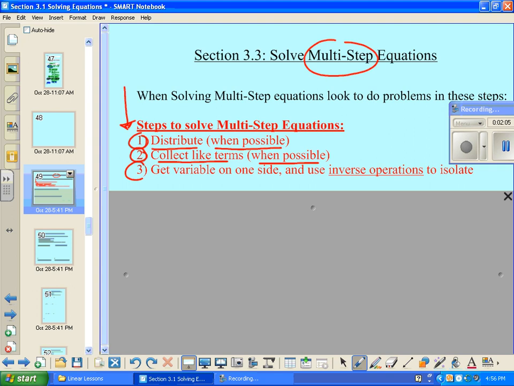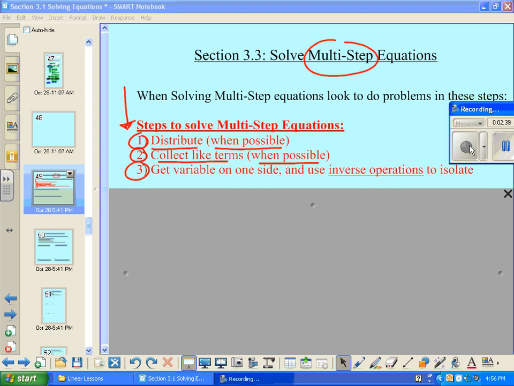Number 3. Get the variable on one side and then use inverse operations to isolate. That's essentially summing up the first things we've learned in this chapter in sections 1 and 2. We'll talk a little bit more about that as this chapter goes on, but get the variable on one side by itself, and we're going to use the inverse operations to isolate. If they're adding, we're going to subtract to the variable. If they're multiplying to the variable, we're going to divide. So again, we do the opposite of what's happening. That'll get the equation solved for us and get x or y or whatever variable it is all by itself.